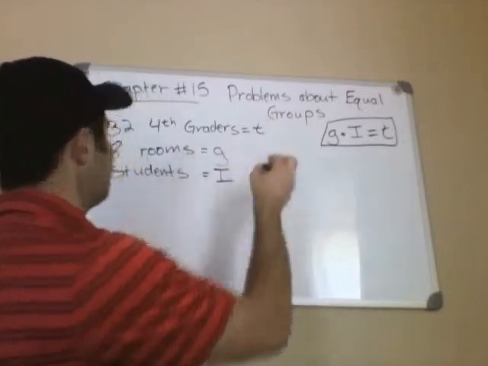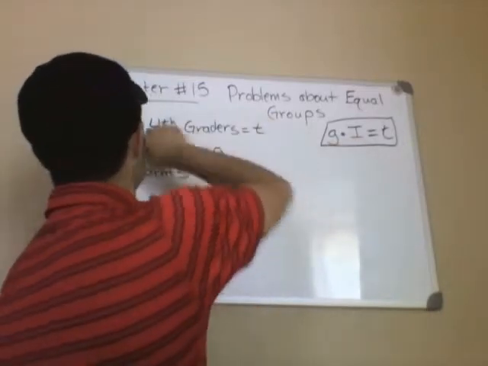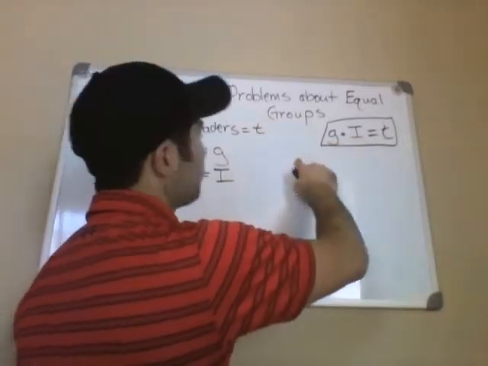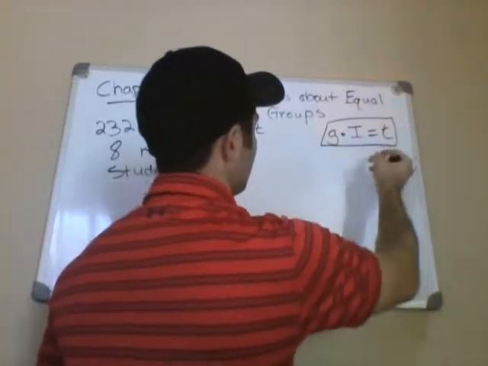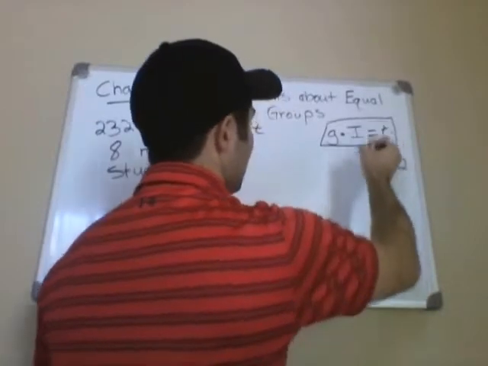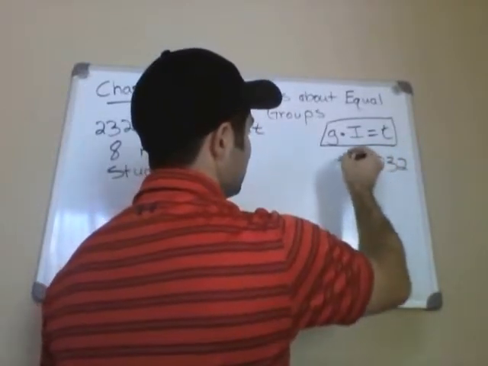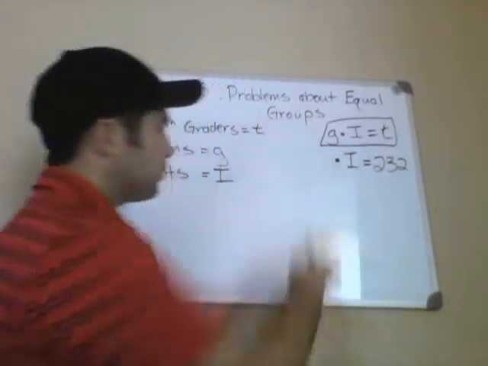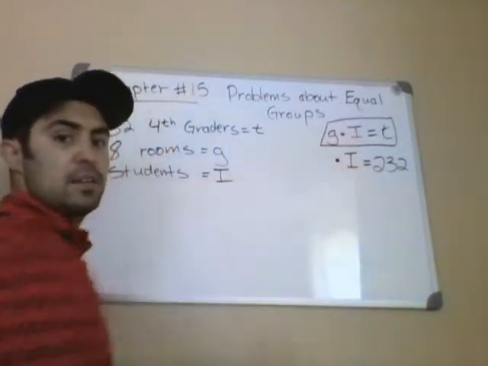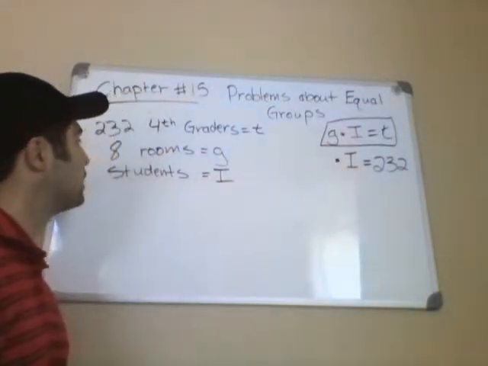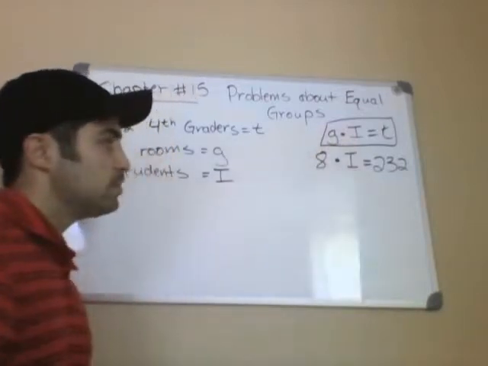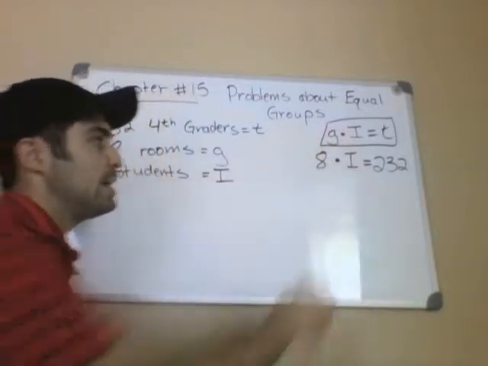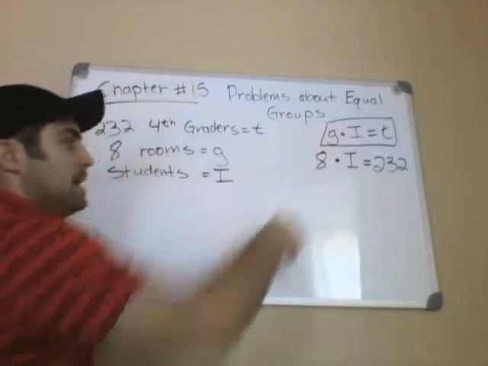So let's plug in these numbers to our equation. 232 is our total, so that goes under T. Bring down the equal sign. Items, we don't know what it is. And we're going to multiply that, bring down the multiplication sign, which is that little dot halfway up in the air. And then we have 8 groups. So basically what we're going to do is we're going to divide 232 by 8.